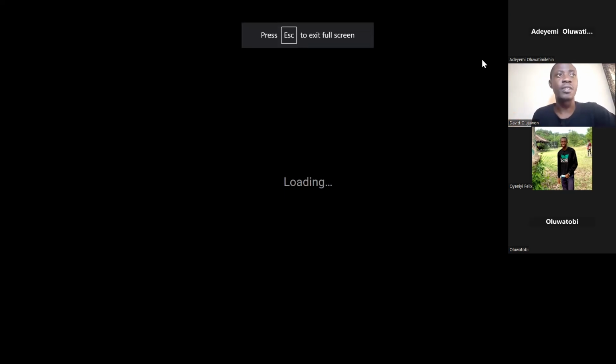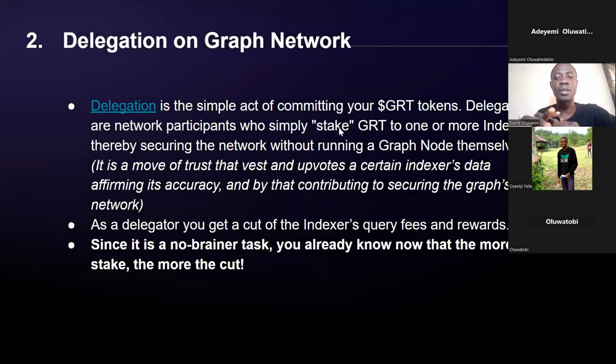So what is delegation is the next part of the slide. Delegation is a simple act of committing your GRT tokens. Now, every one of us that is used to engaging in the blockchain knows about staking, and the act of staking is you connecting your wallet to a particular interface, and then when you've had that connection secured, following the prompt from your MetaMask or your Web3 or EVM compatible wallet, you can then give the permission for the wallet to interact with your funds and do what you want to do with it on the website. It's that simple. So delegation is just more like staking.